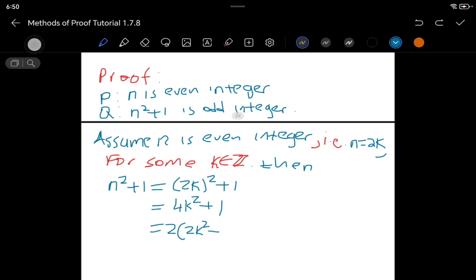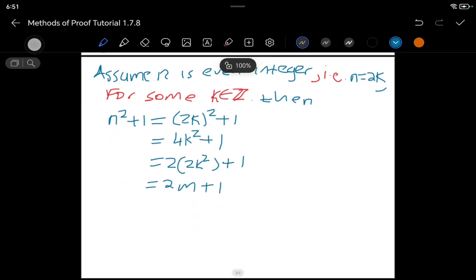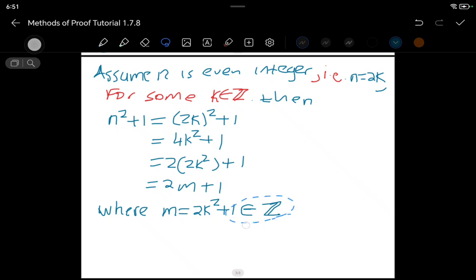Then while I'm busy doing this, I'll be outlining your problems here. Plus 1. Then I'll replace this by something. Let's choose a P. Or we can even choose the M, because we don't have M anywhere in the beginning, right? Then I say "where" or "for." You can choose either "where" or "for." M is equal to 2k squared plus 1. Don't forget this. They're going to check if it's there.